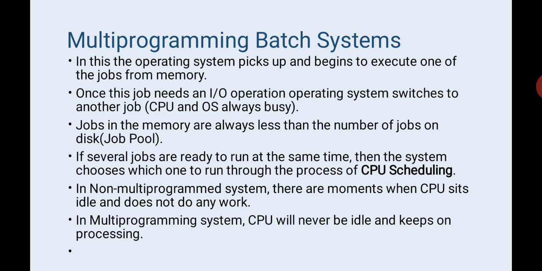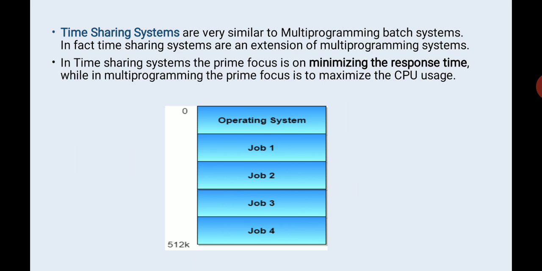And the jobs in the memory are always fewer than the number of jobs on the disk, right? If several jobs are ready to run at the same time, then the system chooses which one to run through the process of CPU scheduling. So it will decide which process it will take first, which it will take second, and how it is going to schedule it. In a non-multiprogramming system, there are moments when the CPU sits idle and does not do any work, whereas in multiprogramming, we can avoid this.